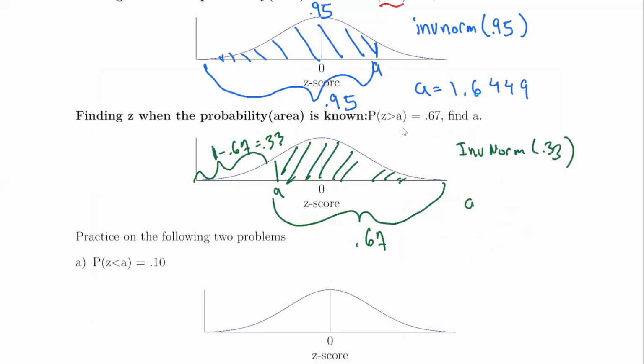So you get A is equal to 0.4399. Make sure you put the negative. All right, so for this one, A is equal to negative 0.4399.